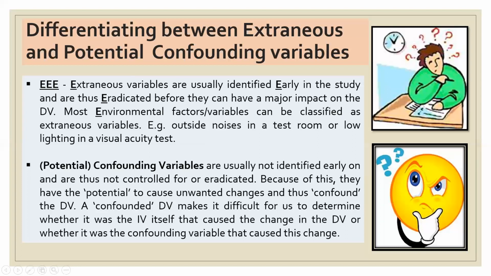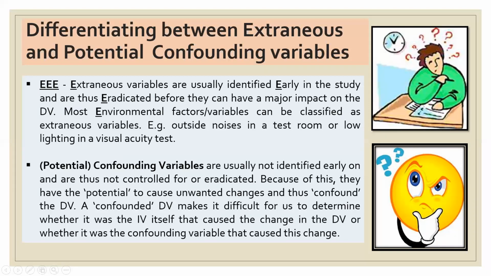So that's what an extraneous variable is. They're usually identified early in the study. They're usually environmental variables like noise, light, sound, all that stuff. And they're usually eliminated or eradicated before they can have a major impact on the DV. This doesn't always mean, though, that they are always eradicated. You can still have studies where noise actually does end up affecting the results because the researcher didn't notice that that was a big issue, or they didn't think that it would affect the participants as much as it did, okay?